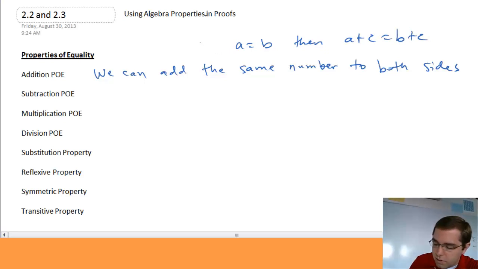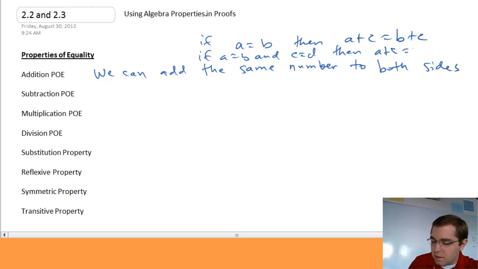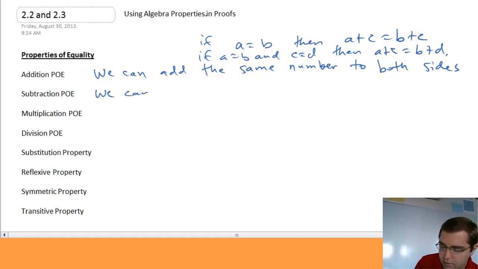Or if A equals B and C equals D, then A plus C equals B plus D. Since C and D are equal, we can add C to one side and D to the other. The addition property of equality lets us do that. Subtraction property of equality very similarly says we can subtract the same number from both sides.